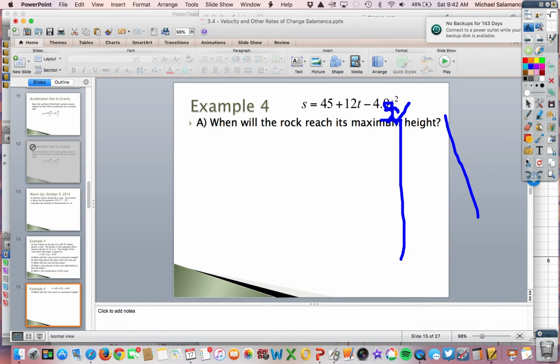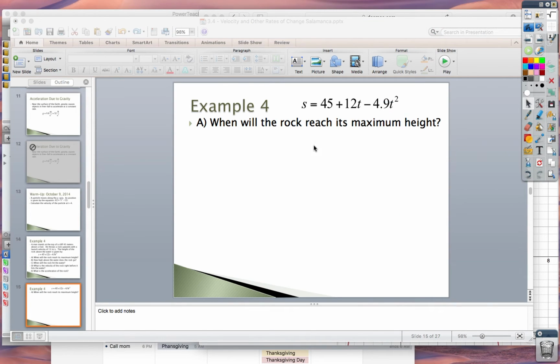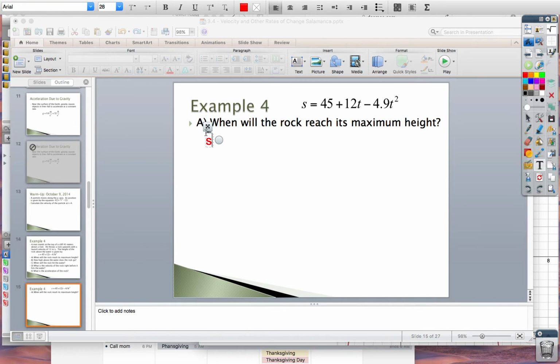So now I've told you the answer, but let's go ahead and prove it just to make sure we all understand. So when will the rock reach its maximum height? Notice it says when. That means how long is that going to take? So we're going to start with our formula: s equals 45 plus 12t minus 4.9t squared.